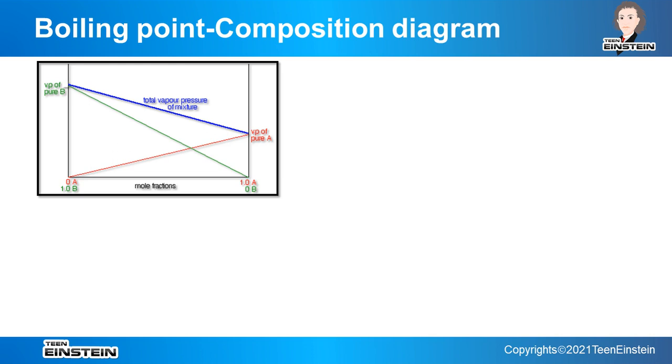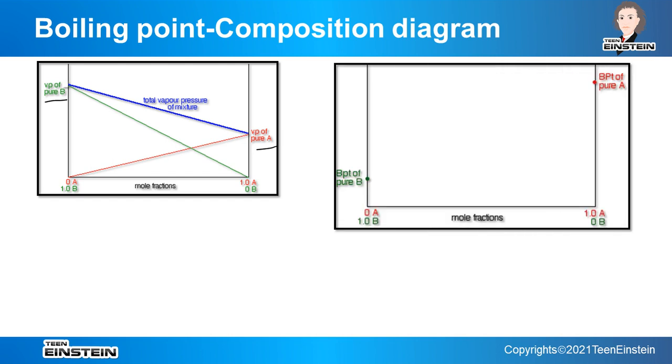In the boiling point composition curve, we will start from this diagram, because we have already seen it in the previous slide. We have vapor pressure on the y-axis and also vapor pressure of pure A on the other y-axis. The green line is for pure B and the red line is for pure A. If we combine these two lines, we get the corresponding total vapor pressure of the mixture, which is the blue line.